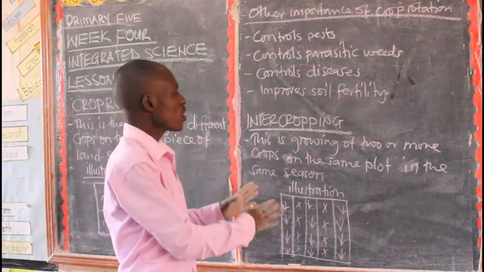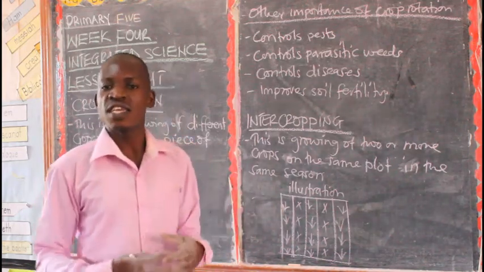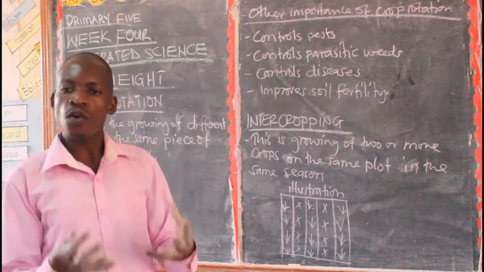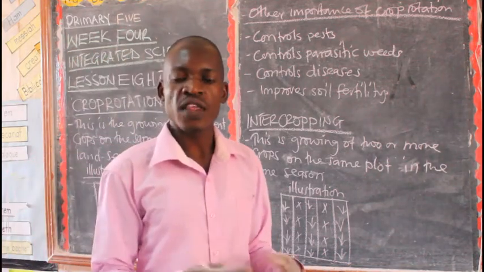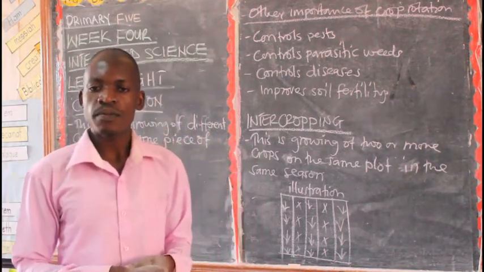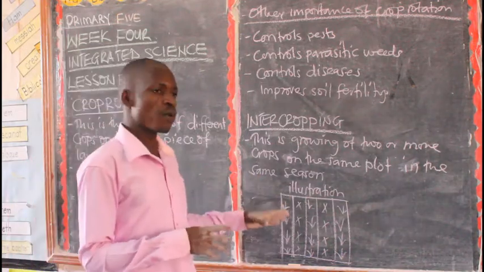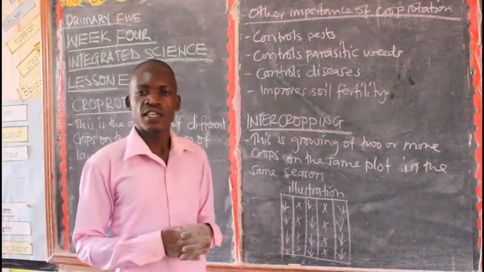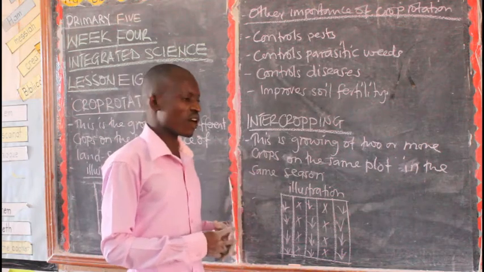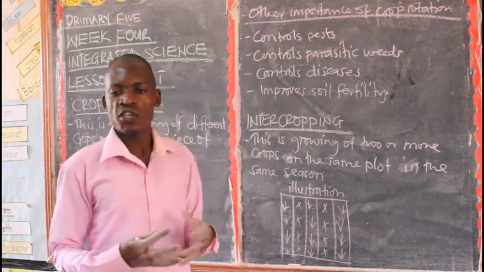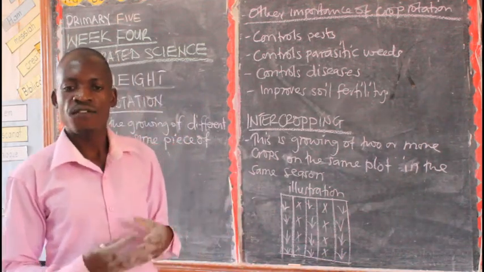However, intercropping also improves on soil fertility. In case during your intercropping you have mixed legumes with other perennial crops. So these legumes improve on soil fertility. That's how intercropping works with the issue of soil erosion and improving of soil fertility.